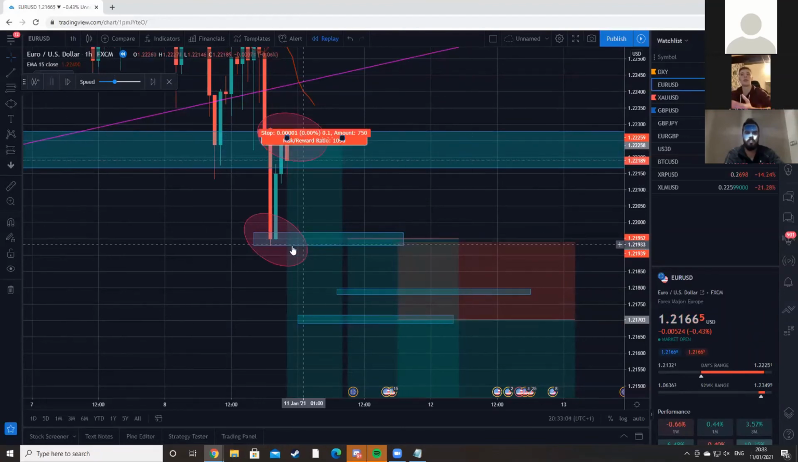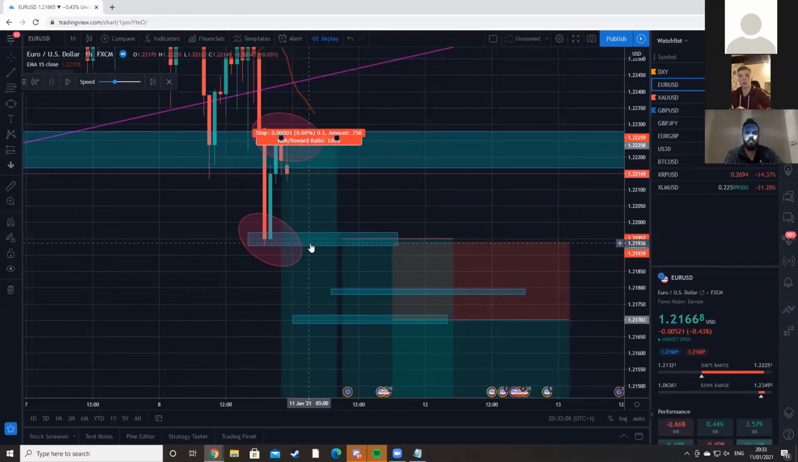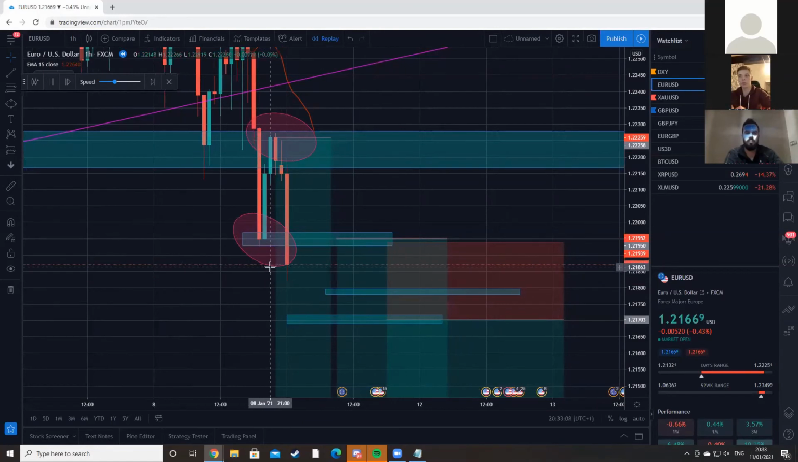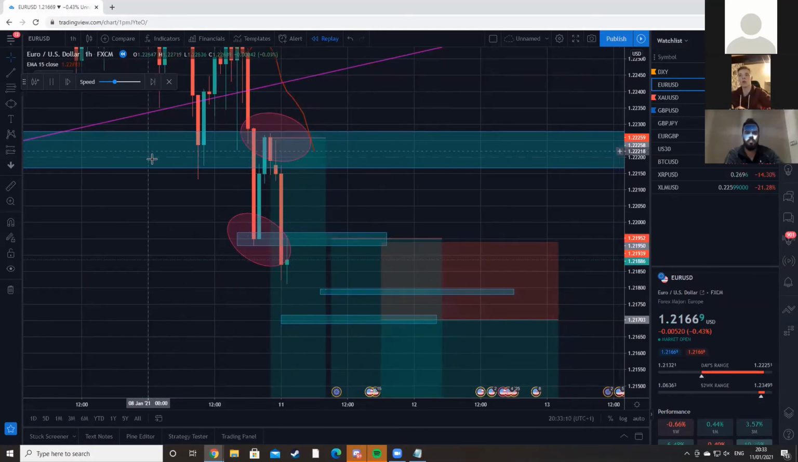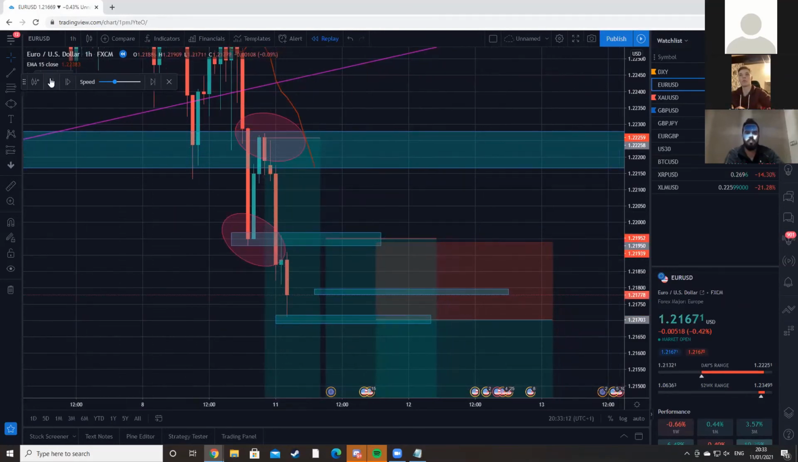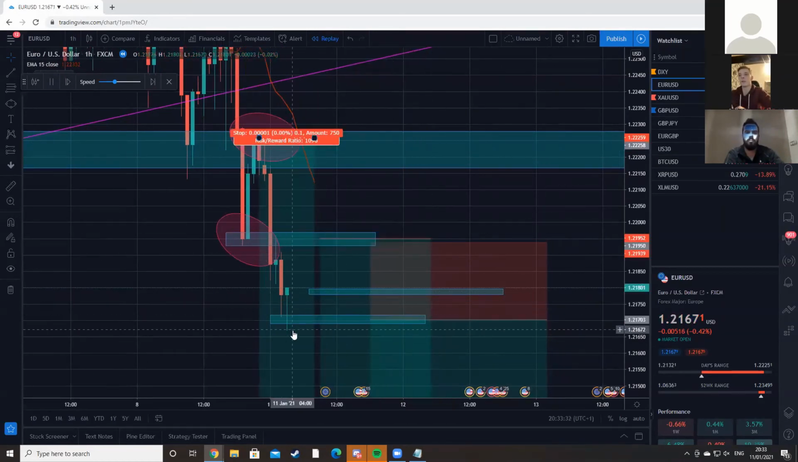I want to see this zone completely broken and a close below our zone. Like you can see, we did that here. We closed below our zone. And what do I want to see now? Basically, some kind of retest around this zone, preferably a retest and then some kind of rejection candle. Okay, so we'll let it play again.